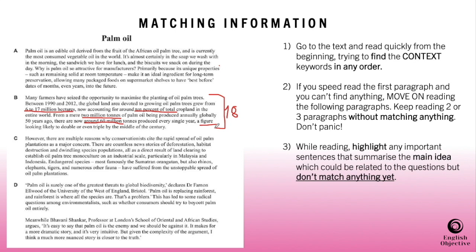Also, they're speaking about the global land area devoted to growing these trees, and the number grew from 6 to 17, yes. Then they're speaking about 10% of total cropland in the entire world. Again, they're speaking about the expansion of that industry. 2 million tons of palm oil being produced annually, and so there are now around 60 million tons produced every single year. So that means this figure is doubling or tripling by the middle of the century. As we can see, it fits.